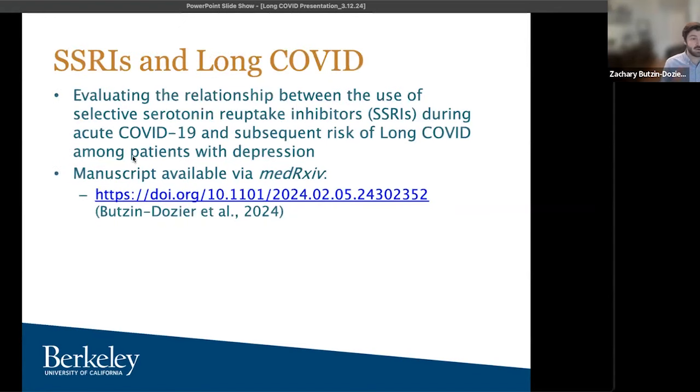So now we moved on to a more causal inference focused analysis. To highlight, the first analysis just used the superlearner half of the analysis, while this analysis will use both superlearner and targeted maximum likelihood estimation. So this analysis evaluated the relationship between the use of selective serotonin reuptake inhibitors, or SSRIs, during acute COVID-19 and subsequent risk of long COVID among patients with depression. And this manuscript is available via medRxiv.